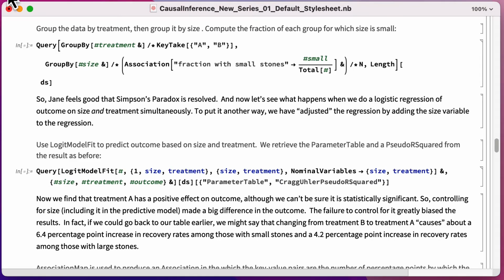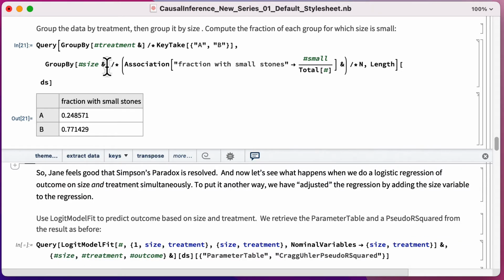Okay, here's what Jane's going to do next. She's going to group the people by treatment, and then she's going to group the people by the size of their kidney stones. And now let's take a look at this. Okay, and what you see is that group B, in fact, has a lot of people with small kidney stones, whereas the people receiving treatment A doesn't have that many people with small kidney stones. So we've basically figured out why Simpson's paradox is happening.